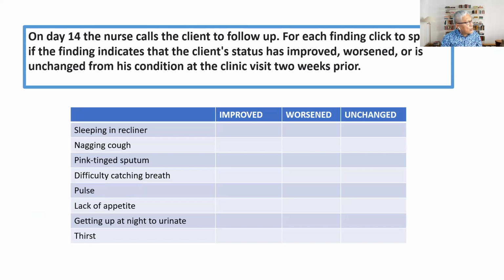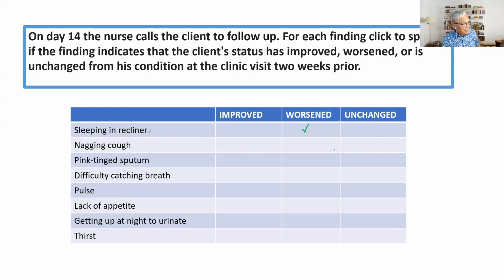On day 14, the nurse calls the client to follow up. For each finding, click to specify if the finding indicates that the client's status is improved, worsened, or unchanged from his condition at the clinic visit 2 weeks ago. Sleeping in the recliner. Does that mean he's improved, worsened, or unchanged? Why would he be sleeping in the recliner? He probably can't breathe. So is he improved or worse? Worse. He's worsened. Okay, very good.